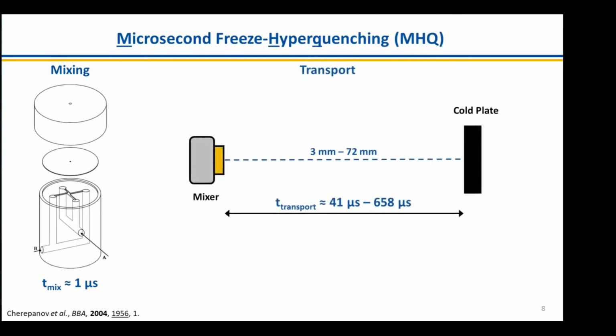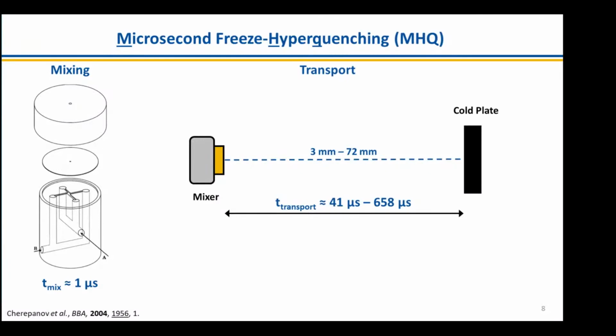So what comes then after mixing is the transport. So the transport time, meaning when the jet of our solution leaves the mixer over here at the output, it then travels through the evacuated vacuum chamber onto the cold plate. And depending on the length of this jet, which can be between 3 millimeters and 72 millimeters, it takes differently long before it hits the cold plate. And this allows us to set a transport time between about 40 to 650 microseconds.